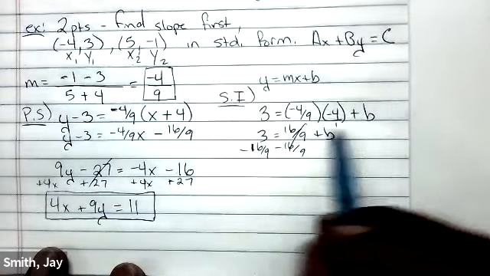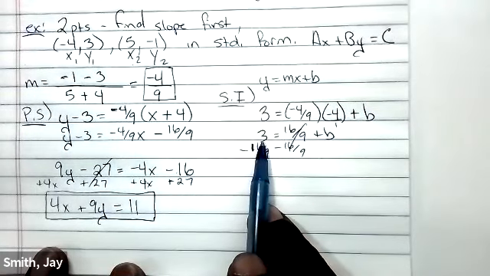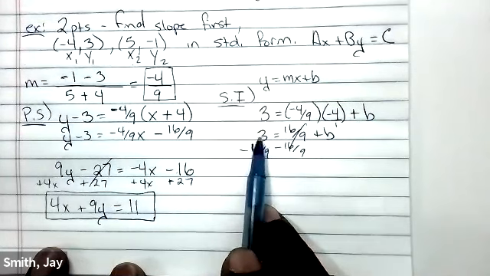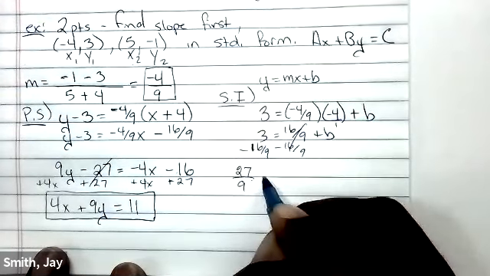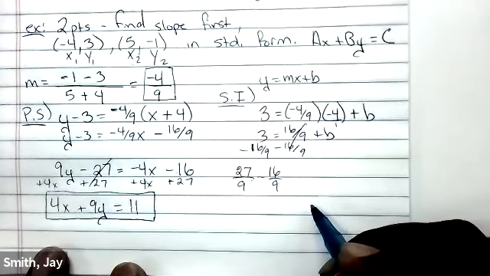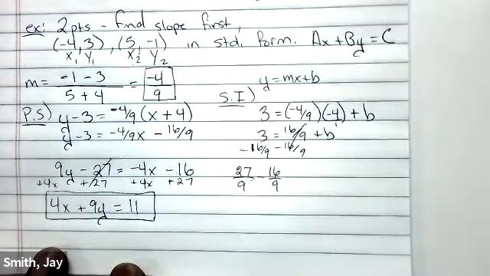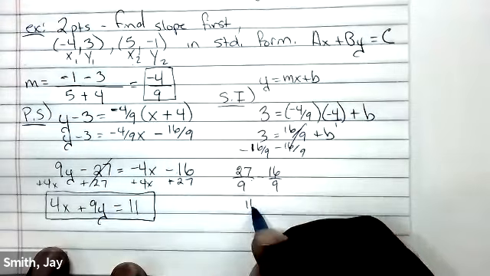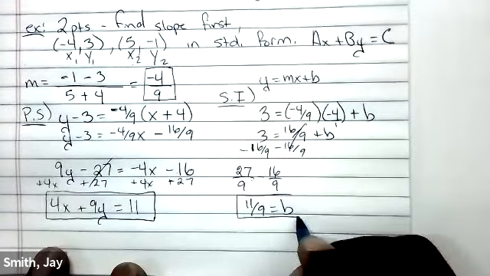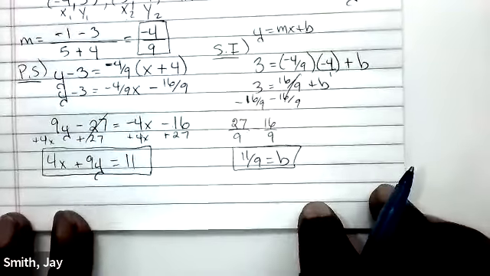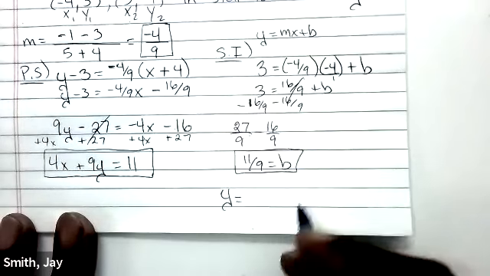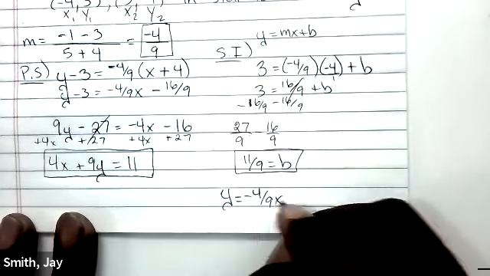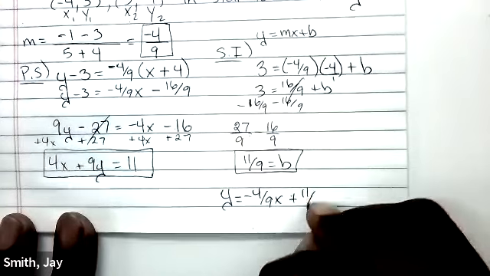3 minus 16/9. Remember, we can rewrite 3 as a fraction with the denominator of 9. Remember, 3 as a fraction is 3 over 1. So we have to multiply everything by 9. So this is really 27/9, or 3 minus 16/9. 27 minus 16 will give me 11/9 with the b that we're looking for. Right? So slope-intercept form, this will be y is equal to -4/9 x plus 11/9.